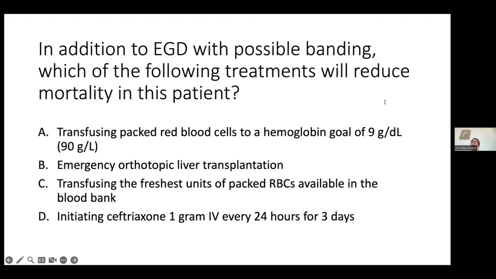Which one would you do? You can put it in the chat again. So we have one person saying A, transfuse to a hemoglobin goal of 9. And then a couple of people choosing D, giving ceftriaxone, and then someone choosing C, thinking about giving the freshest units first. Very good. We have a good spread here. Yeah. So the correct answer is D, ceftriaxone.